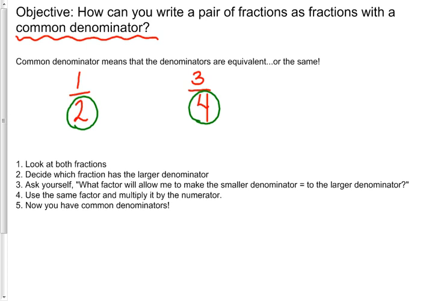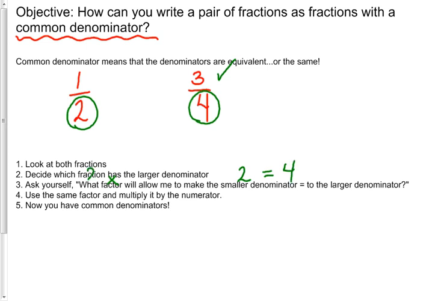So now let's look at both. Look at both fractions. Okay, I've done that. Decide which fraction has the larger denominator. Well, 4 is larger than 2, so I'm going to check the 3/4. Now I ask myself, what factor will allow me to make the smaller denominator equal to the larger denominator? So let me think about that. What factor? I know factor means to multiply. Will allow me to make the smaller denominator, which is 2, equal to the larger denominator, which is 4.